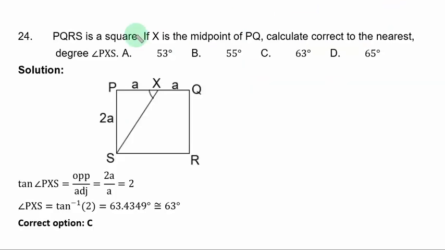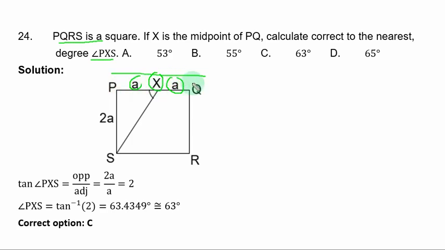Question 24. PQRS is a square. If S is the midpoint of PQ, calculate, correct to the nearest degree, angle PSR. So this is a square with the edges PQRS. So this S is the midpoint, halfway of PQ. So let's label this side as A and this as A as well. And you know that in a square all the sides are equal.